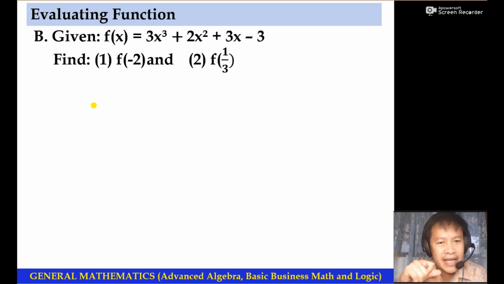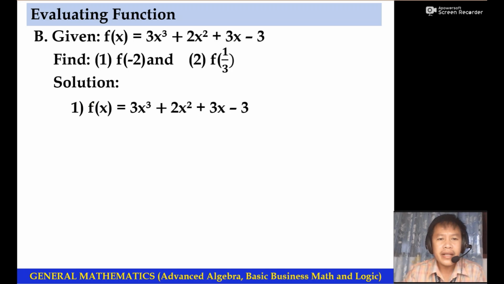And that is the last part of our lesson. Okay, how are we going to evaluate? The first thing that we are going to do is to copy first the function, because that will give you a direction, no? In substituting the value of x. Now, from this, you can proceed with the substitution.